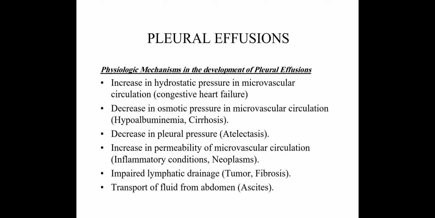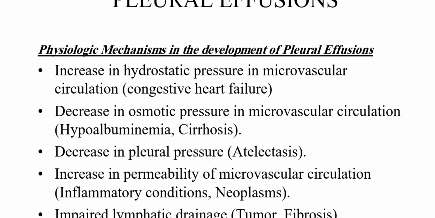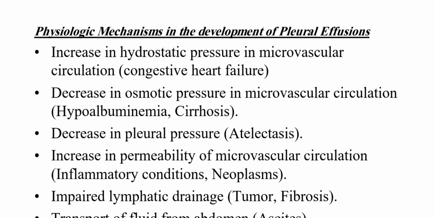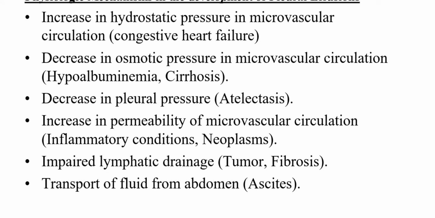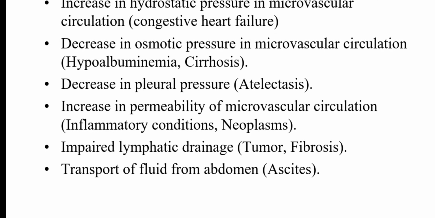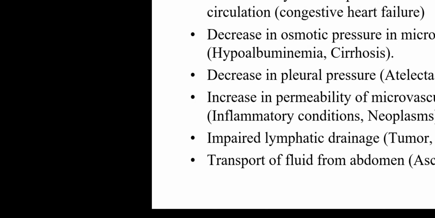Physiologic mechanisms in the development of pleural effusion: increase in hydrostatic pressure, decrease in osmotic pressure, decrease in pleural pressure, atelectasis, increase in permeability of the microvascular circulation, inflammation, impaired lymphatic drainage as in tumor, and transport of fluid from the abdomen as in ascites.